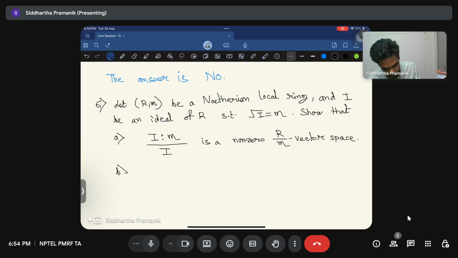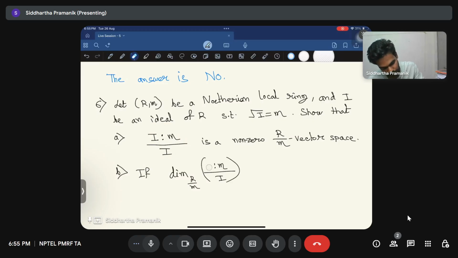Now part B. So this is a vector space, so it has some dimension. So if the dimension of this vector space, I colon m modulo I, as a vector space over R mod m, is greater than or equal to 2, then I is not an irreducible ideal.